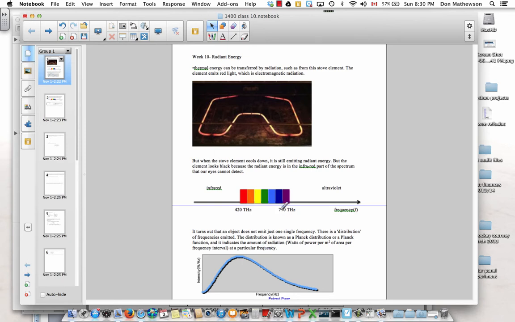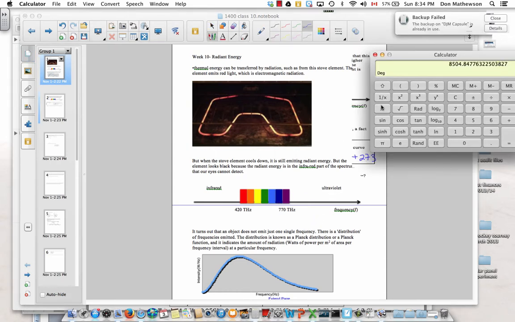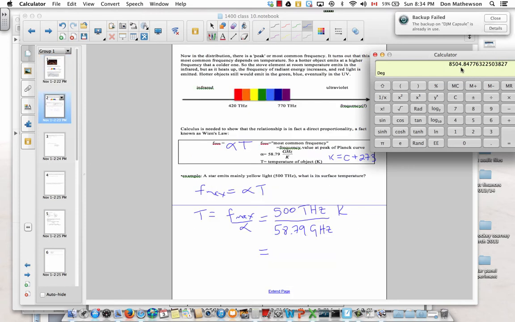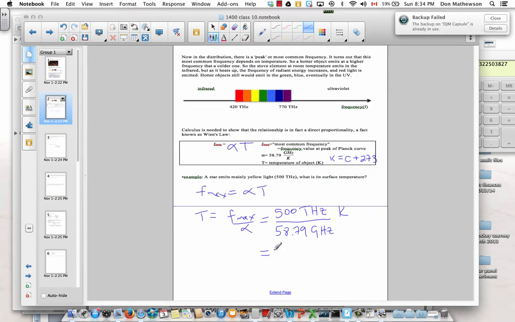Now, tera to giga is an extra factor of 1,000. And then we've got 500 over 58, so that's going to be about 0.9. So we're expecting something around 900 Kelvin or so. Let's work out that value. Okay, so that's 8505 Kelvin, about 8,000 Kelvin, which is not atypical for stars. They're usually in the range of several thousand Kelvin in terms of surface temperature.